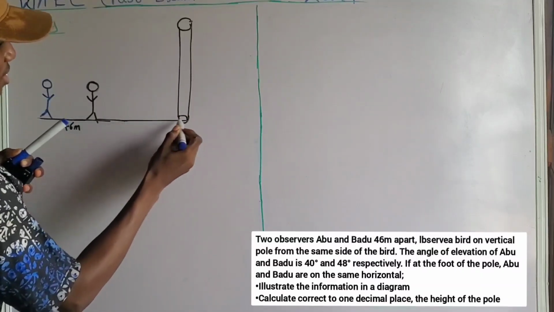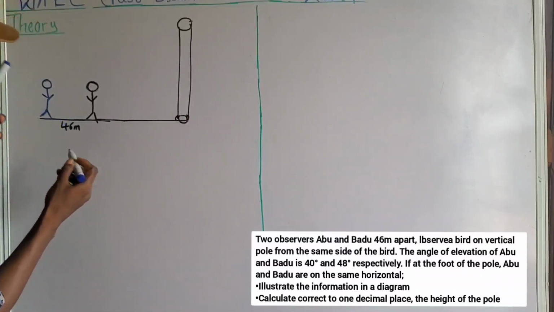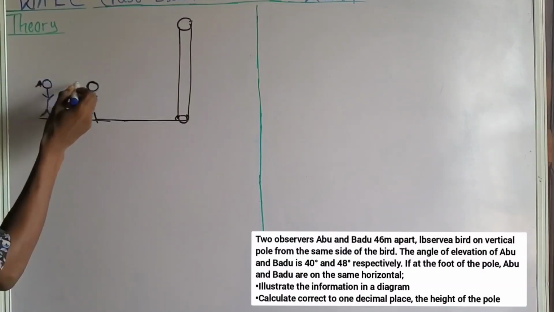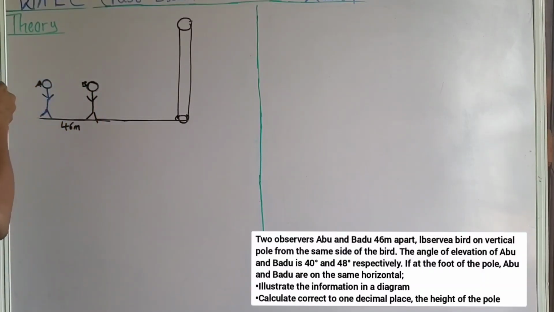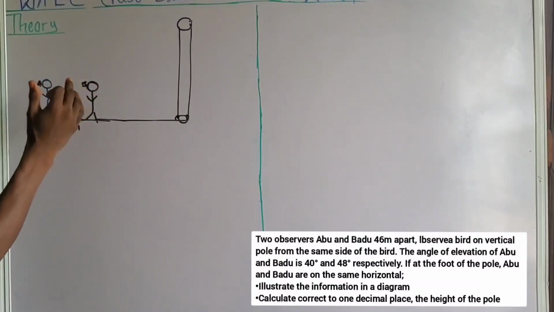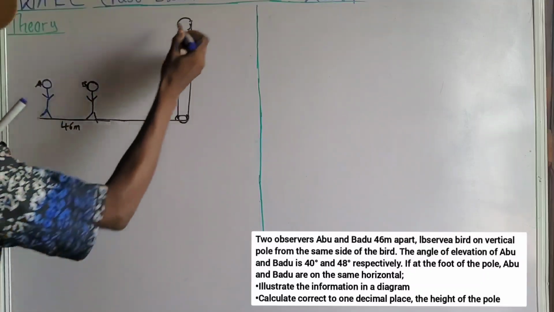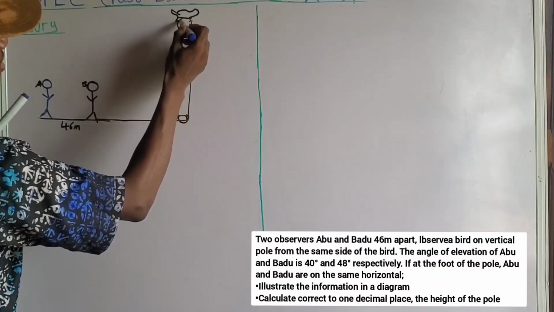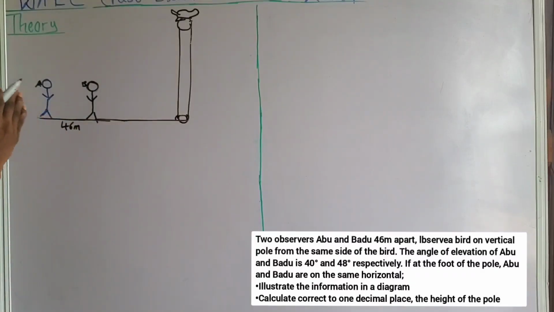Now, this is the horizontal level. This is Abu, and this is Badu. Both of them observe a bed on a vertical pole from the same side. Let me draw the bed here. This is the bed, and they observe it from this side of the pole.